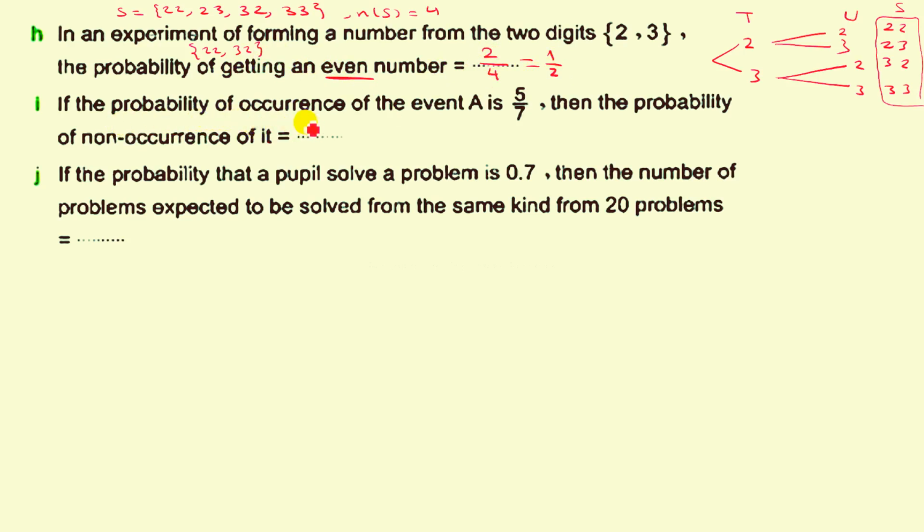If the probability of occurrence of the event A is 5 over 7, then the probability of non-occurrence of it يبقى 1 minus 5 over 7, which is equal 1 ممكن نكتبه 7 over 7. 7 minus 5 2 over 7. The probability of not occurrence 1 minus probability of occurrence. Probability that event not occur يبقى 1 minus probability that the event occur.